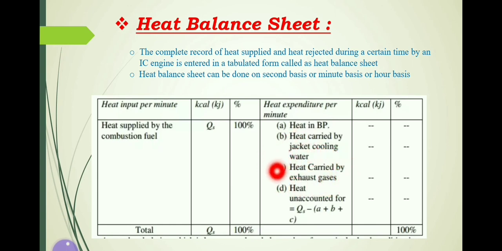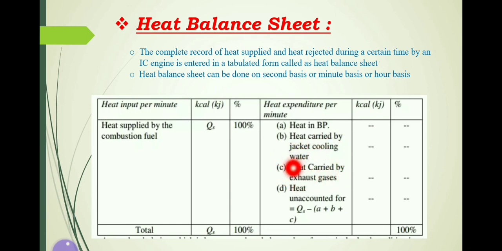As well as third one, heat carried by the exhaust gases. Here again we use the same formula, m Cp delta T. Here we have to consider the mass of the gases which carry the energy, the Cp of that gas, as well as the temperature difference of the gas. By using this formula, we are able to find out the heat carried away by the exhaust gases.